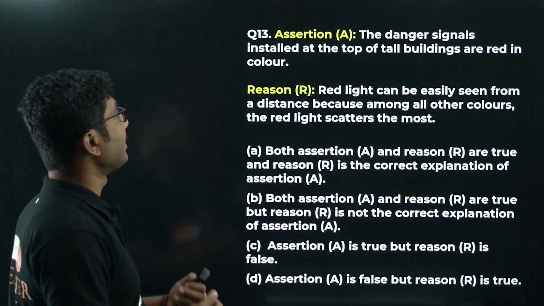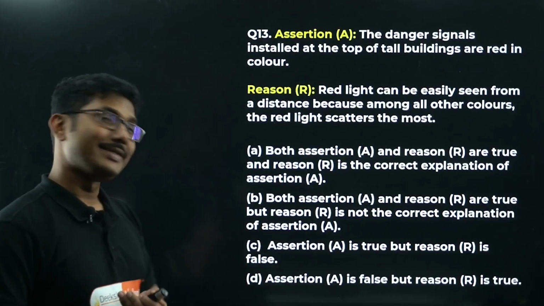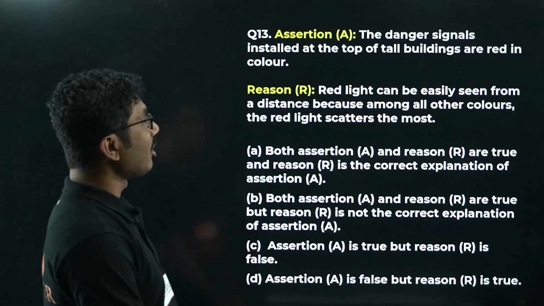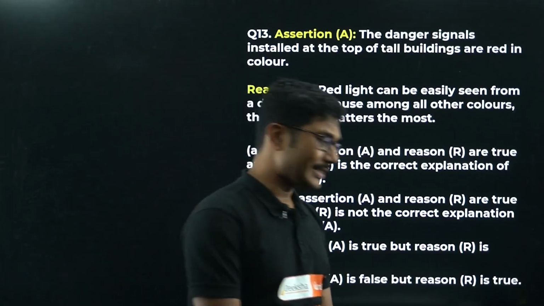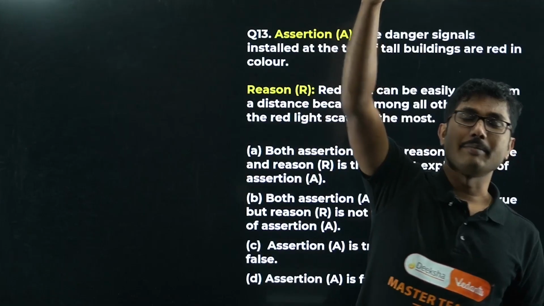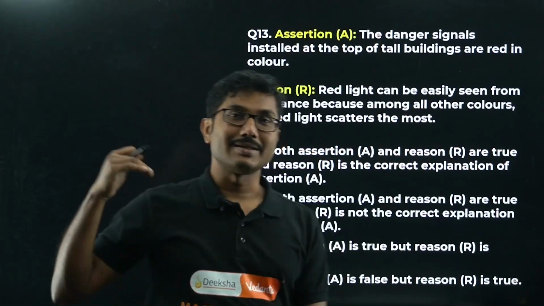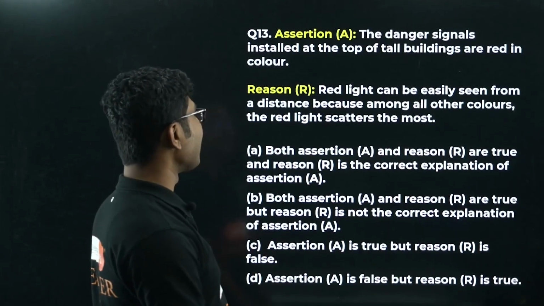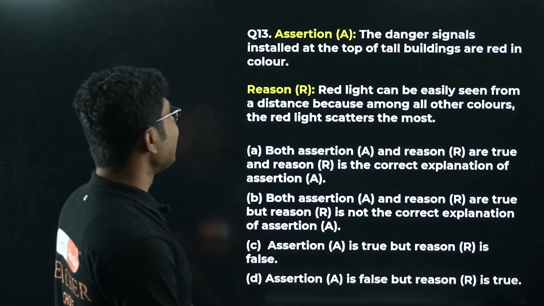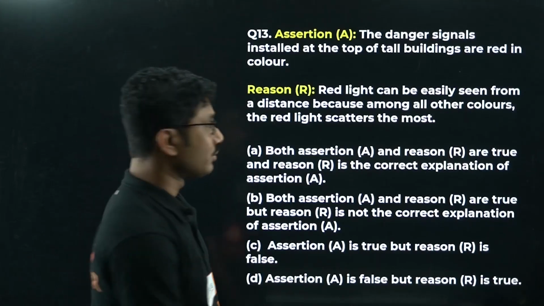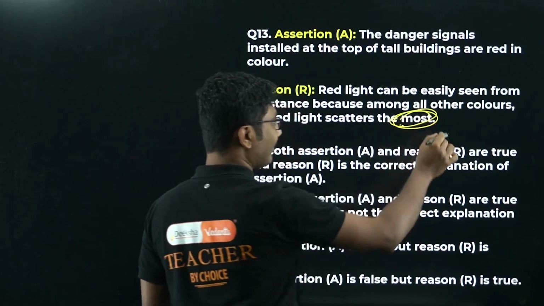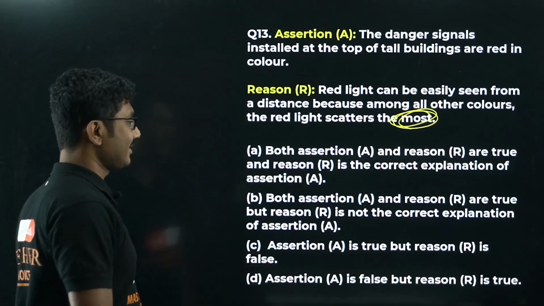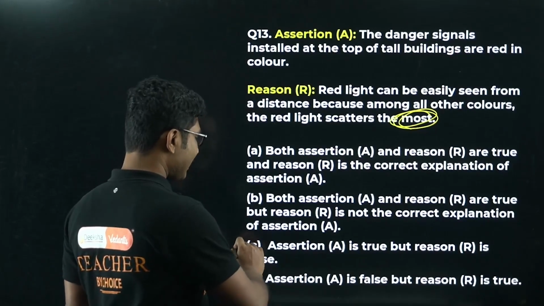Next question is question number 13, another assertion and reason based question, right? The danger signals installed at the top of tall buildings are red in color. Always any danger signal, maybe the top of the building, maybe the traffic signal, the danger sign is red in color. What is the reason? Red light can easily be seen from a distance because among all the colors the red light scatters the most. So the word most makes this incorrect. So the reason is incorrect, only the assertion is correct. So assertion is true but reason is false.